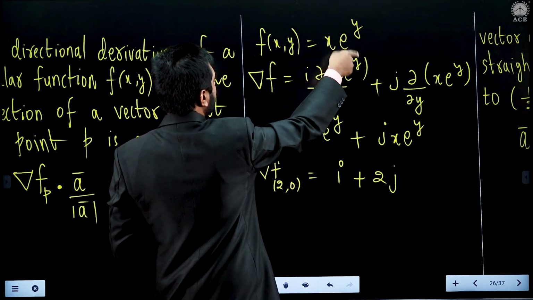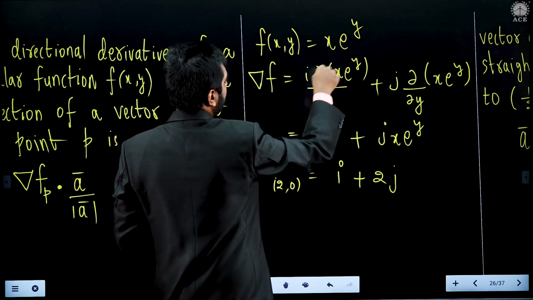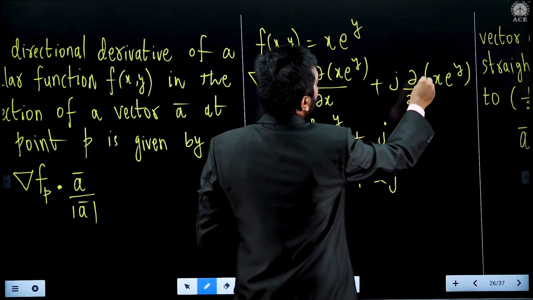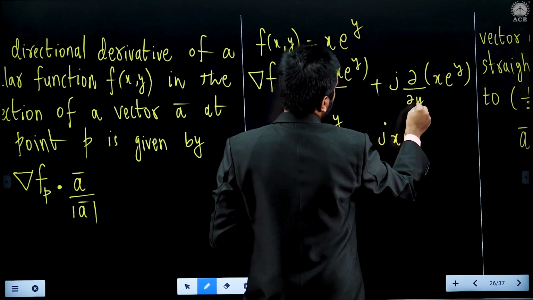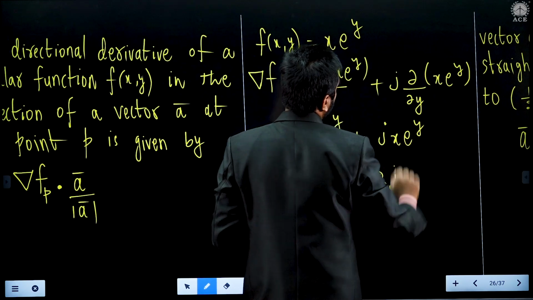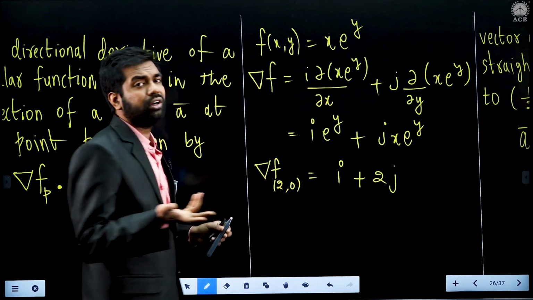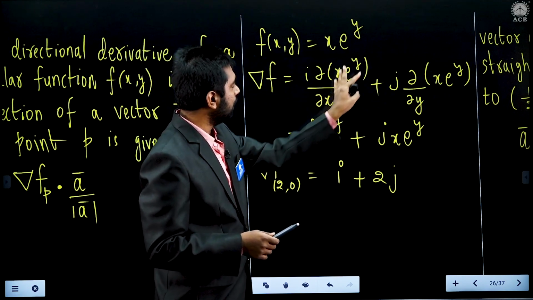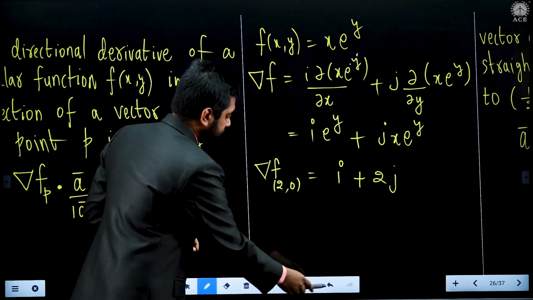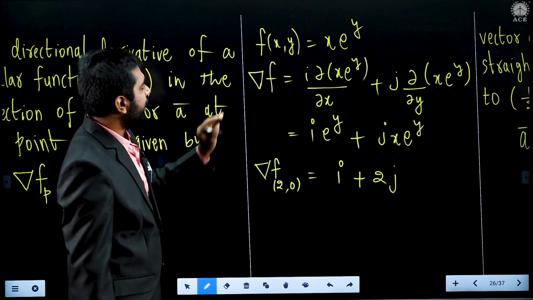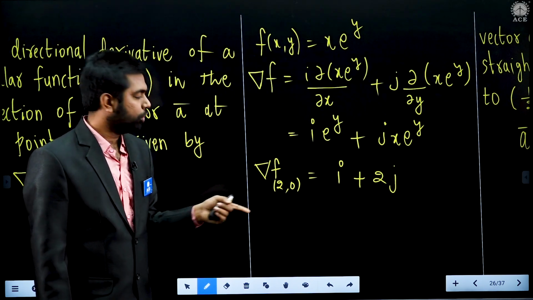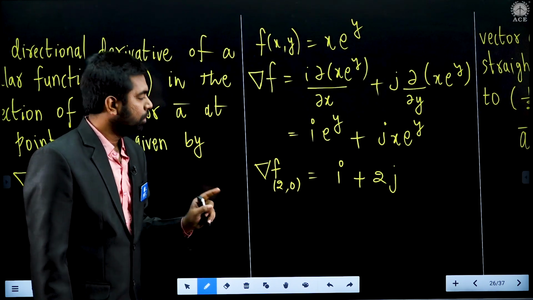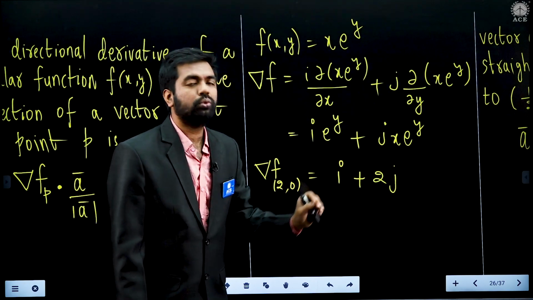The partial derivative of this with respect to x is e power y. The partial derivative of this with respect to y is x e power y. You already know partial derivatives: when I take the partial derivative with respect to x, I will treat y as constant. So I have got gradient f, substitute that point, which point? (2, 0). So what you got is i plus 2j.